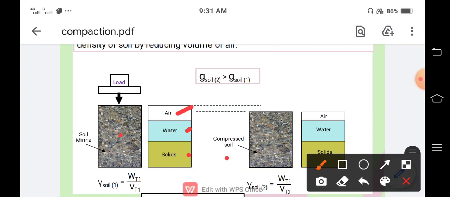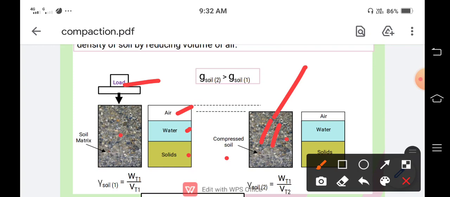If we see the first diagram, the density of the soil is weight upon volume of the first sample. And if we see the second diagram, this is a compressed soil. Due to application of this load, the soil gets compressed and fully densified. So its volume goes on reducing.